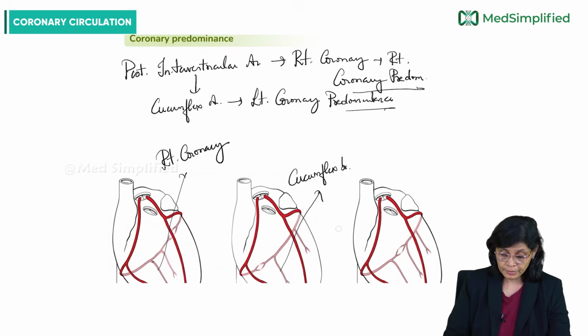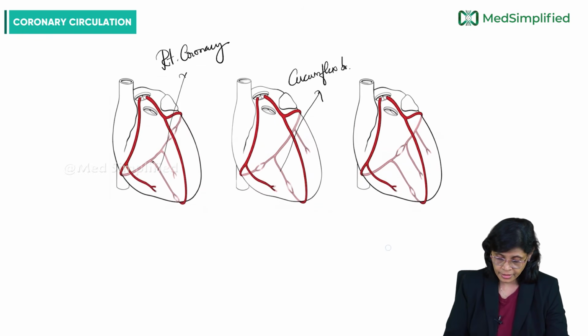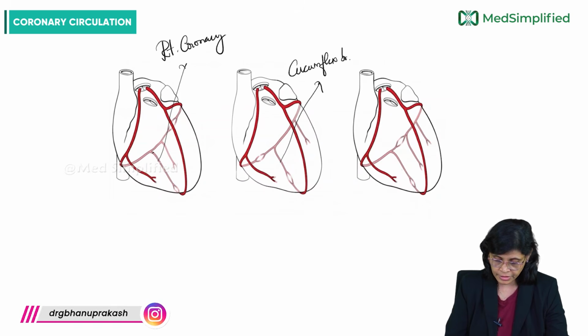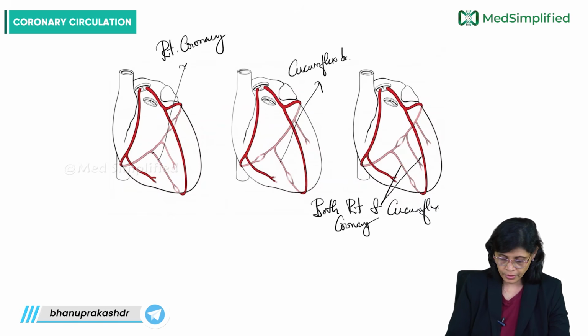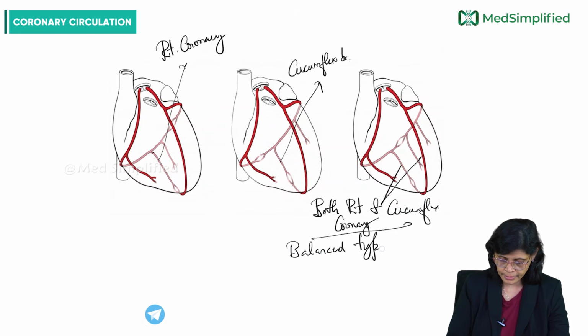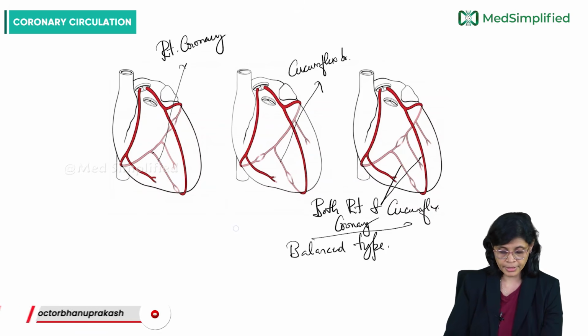Okay. So sometimes we can see the posterior interventricular artery coming from both the right as well as the circumflex. So from both the right coronary as well as the circumflex it comes. So this we call the balanced type. So that is all about the coronary predominance.